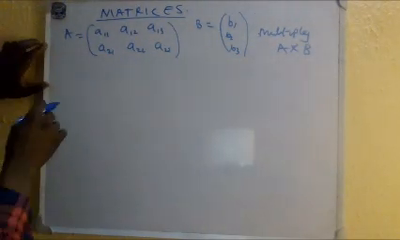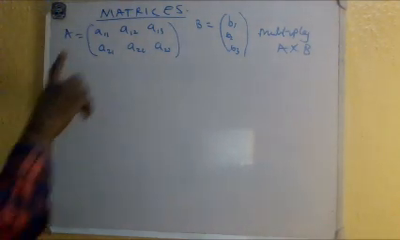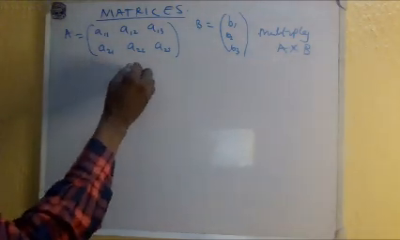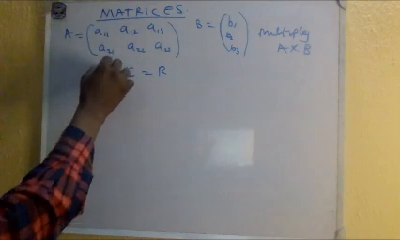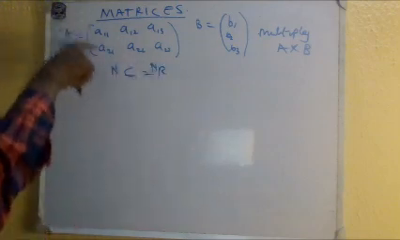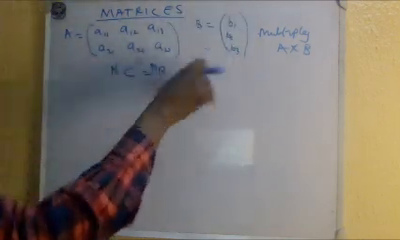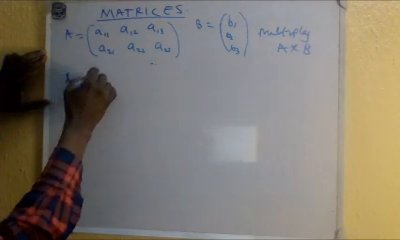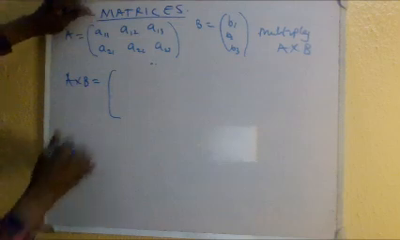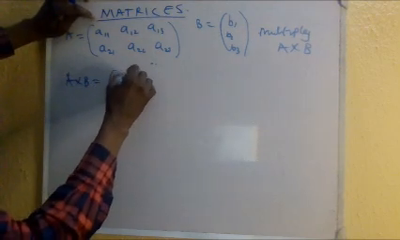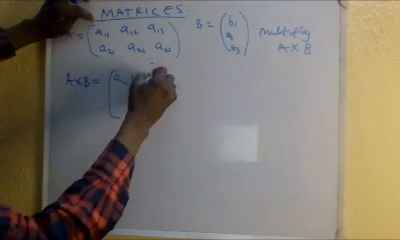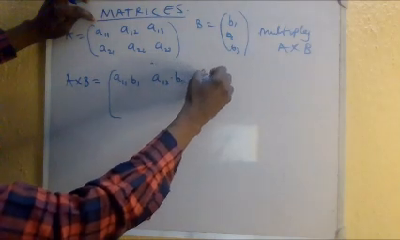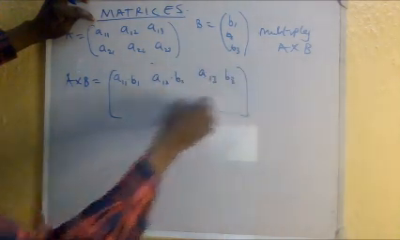So we say that they can only multiply if the number of columns of the first is equal to the number of rows of the second. So I have 3 columns, I have 3 rows here. So the new matrix A times B is equal to, so I take A11 dot B1, A12 dot B2, A13 dot B3. This is that one.